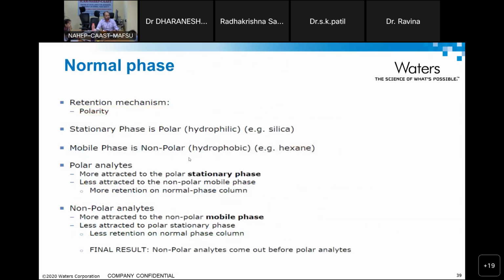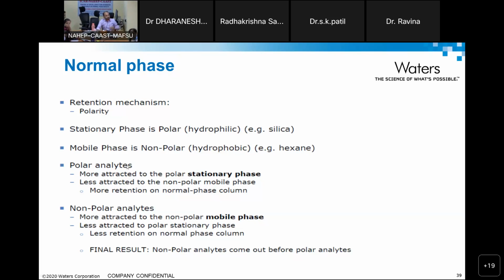The next is normal phase chromatography. Again, the retention mechanism is polarity. In normal phase chromatography, the stationary phase is polar, that is, it is hydrophilic in nature, for example, silica, and the mobile phase is non-polar. Okay, so that would be hydrophobic in nature. So an example of the mobile phase which you can use is hexane.